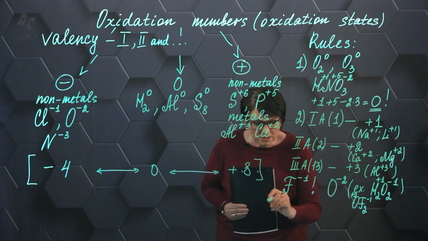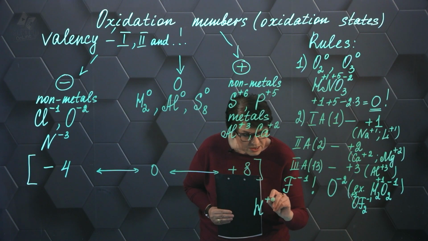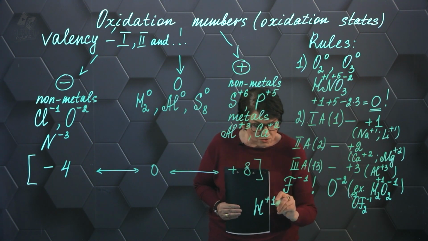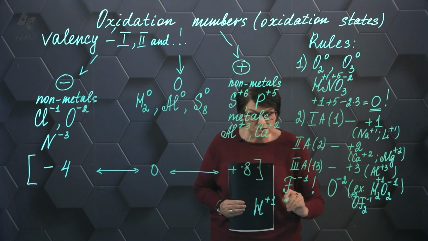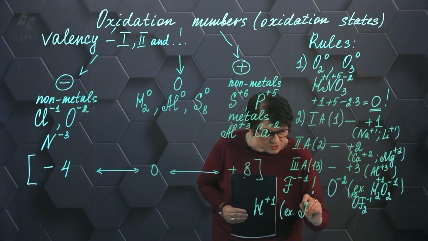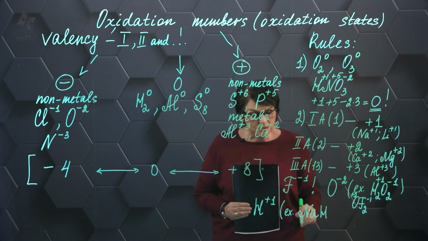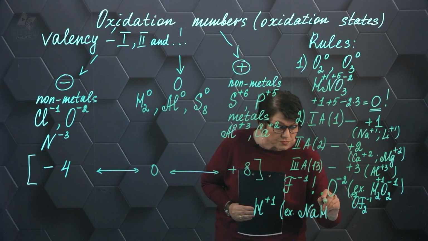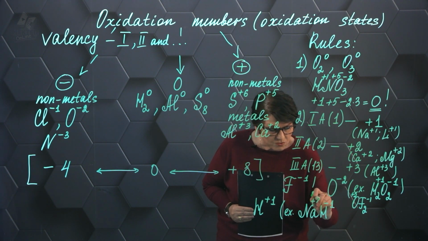In addition, hydrogen usually exhibits an oxidation degree of +1. For example, it exists in water or hydrogen peroxide, but it has an exception when it is bonded to metals. For example, in a compound such as sodium hydride, hydrogen would be -1 and sodium itself would be +1.